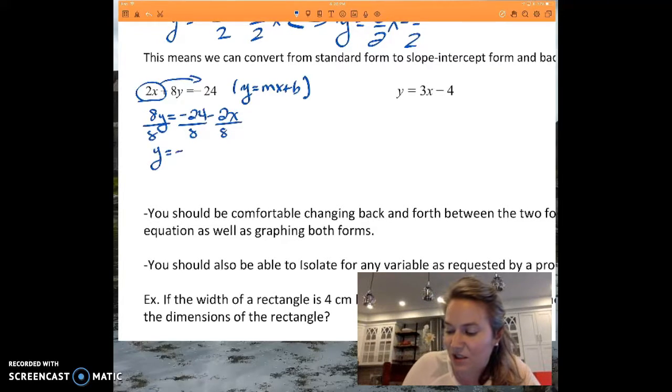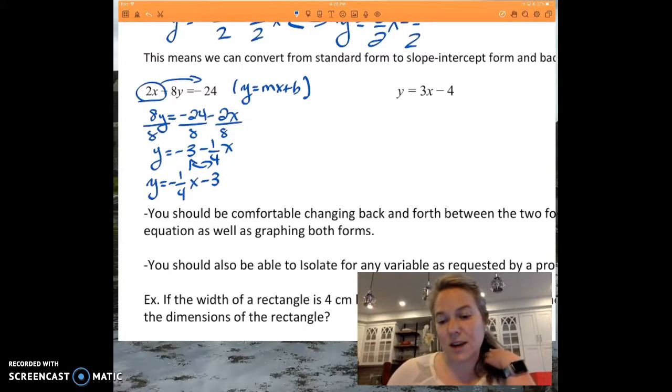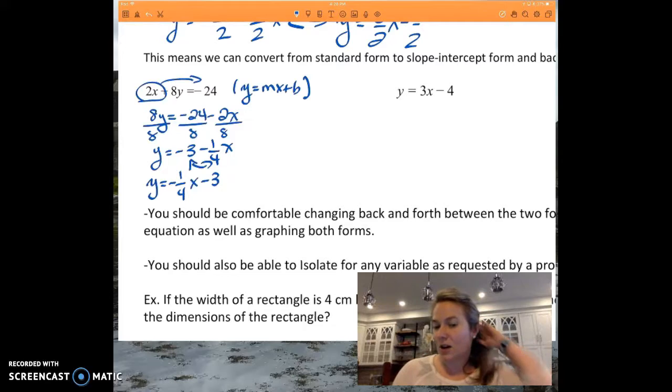That's a nice number. It's minus 3. 2 over 8 becomes 1/4 x. And then I'm just going to write this. I'm going to take these and swap them so that it's mx plus b: minus 1/4 x minus 3. So remember the sign, when you move terms around on the same side of the equal sign, the sign stays the same and it goes with the terms.